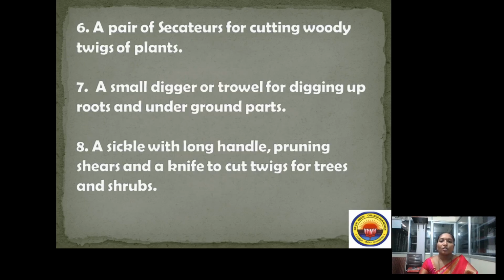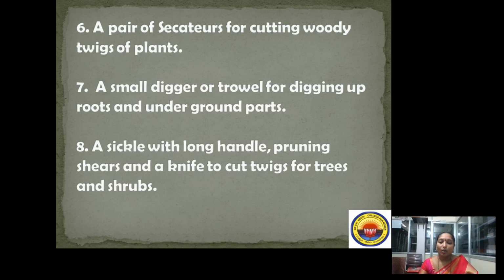A pair of secateurs for cutting woody twigs of the plants. Some plants have woody twigs which can't be cut with our hand or a small blade, so secateurs are useful at that time. A small digger or trowel for digging up roots and underground parts. We have plants like Hemidesmus indicus and Rauvolfia serpentina, which are very medicinally useful, and their roots are very important. So we have to dig up those roots and preserve them, and for that we need a digger or a trowel.